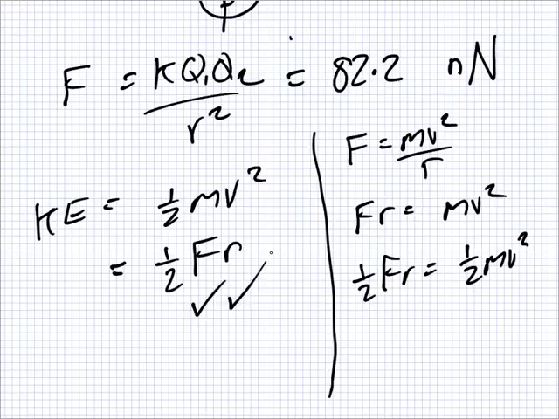I still have the F on my calculator. Divide by 2 and multiply by the radius. What's the radius? 5.3 times 10 to the power minus 11. So I got the kinetic energy. Is it in joules or electron volts they want? Joules. 2.18 times 10 to the minus 18 joules.